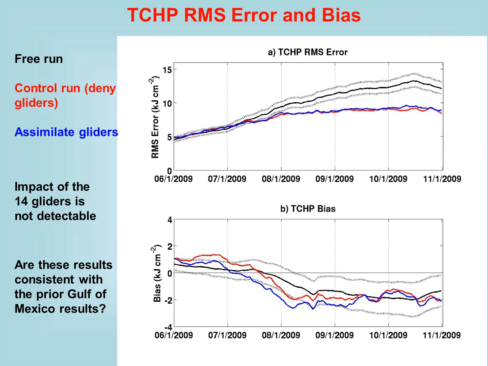If you look at the tropical cyclone heat potential, you basically get the same result. And this kind of surprised me. One thing that was surprising is that we saw solid impacts from temperature salinity profiles in the Gulf of Mexico. So why is this different?